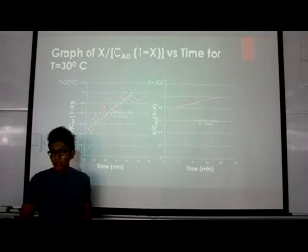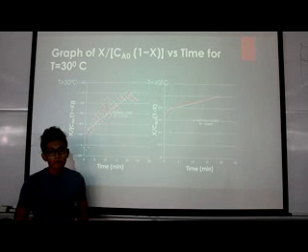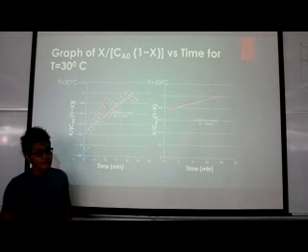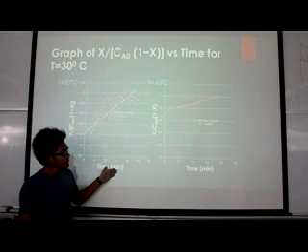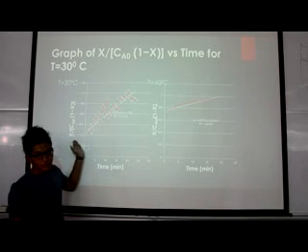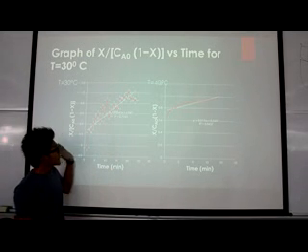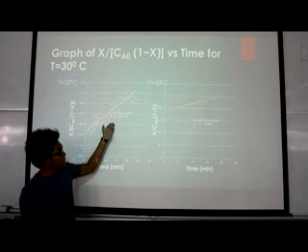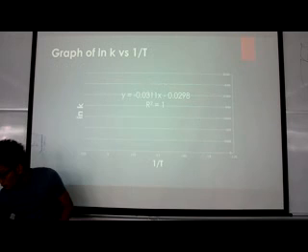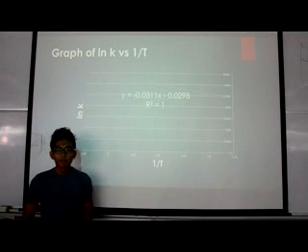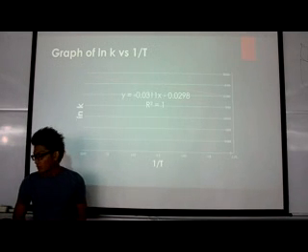Next, we can also construct a graph of x over CA0(1 minus x) versus time. Here, as time passes, the value of x over CA0(1 minus x) also increases. From here, we can construct a graph of ln k versus 1 over T.